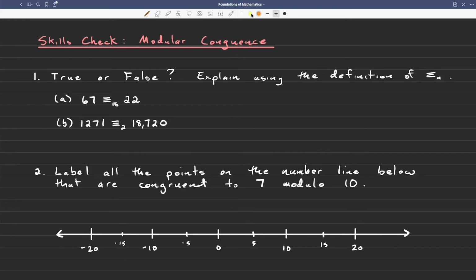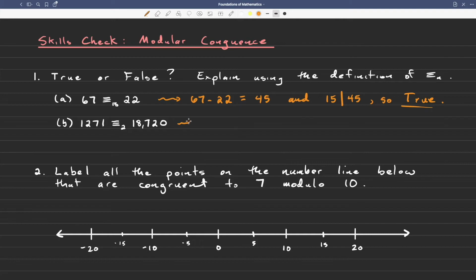All right, welcome back. Okay, first question, true or false? Explain whether these stated congruences hold up. Well, on part A, on both of them, what you need to do is subtract the two numbers from one another and then determine if the modulus divides that difference. So on part A here, if I do 67 minus 22, I get 45. And we see that 15, the modulus in this problem, that's the subscript on the congruence symbol, does divide 45. So true, the statement is true.